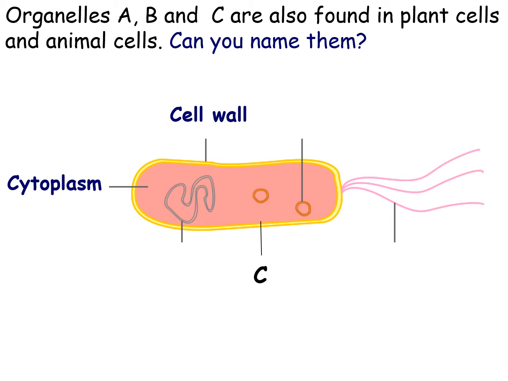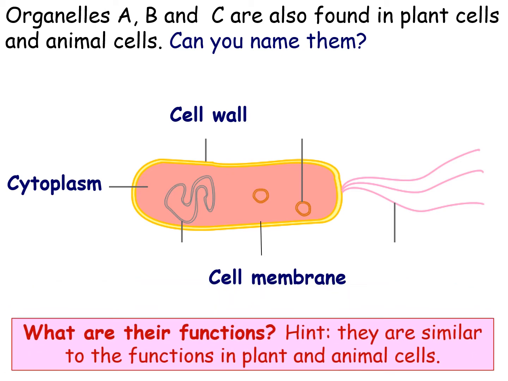Obviously, animal cells do not have a cell wall, but they do, along with plant and bacterial cells, have letter C, which is the cell membrane. And if you remember from the work that you did in year 7, the cell membrane controls what enters and leaves the cell.